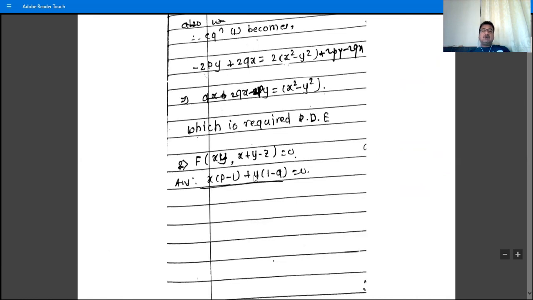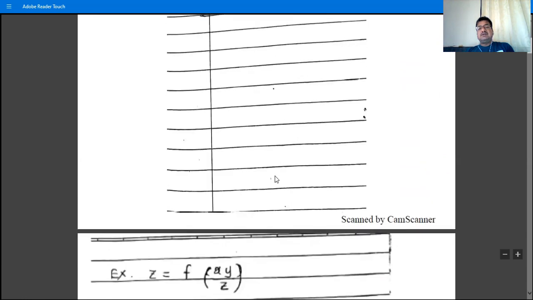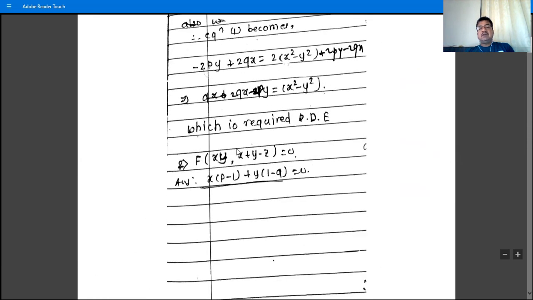So this topic is formation of partial differential equation. That is, we are given the solution of the partial differential equation, and we have to find the corresponding partial differential equation. So this is the solution actually, and this is the corresponding partial differential equation.